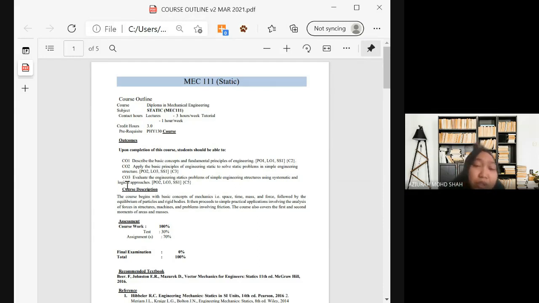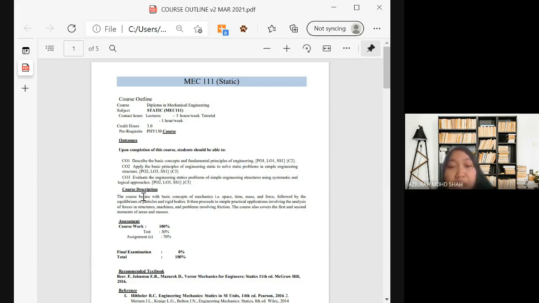For course outcome number 2, you need to be able to apply the basic principle of engineering statics to solve static problems in simple engineering structures. So of course, when we talk about apply, then you have to do calculation. You know that this is the course that has calculation. 80% is calculation, but you still need to know the theory because we have theory questions, fundamental questions. Adalah soalan-soalan yang kamu kena tulis jawapan dalam bentuk paragraph, but just a few words. You don't have to write an essay to solve the problem. Tak perlu sampai macam tu.